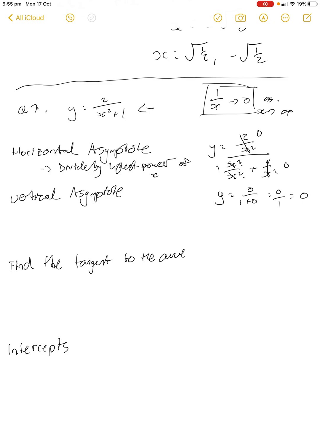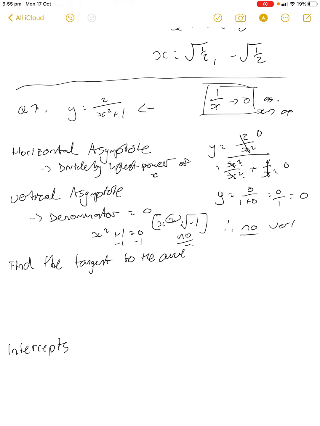Now we're going to look at my vertical asymptote. Now my vertical asymptote is when the denominator is equal to 0. So we're going to set x squared plus 1 equal to 0. Take away 1 from both sides. X squared is equal to minus 1. We have an issue, because to get rid of this squared, we need to do the opposite, square root. We cannot square root a negative number. No, cannot do that. Therefore, there is no vertical asymptote. Does not exist.